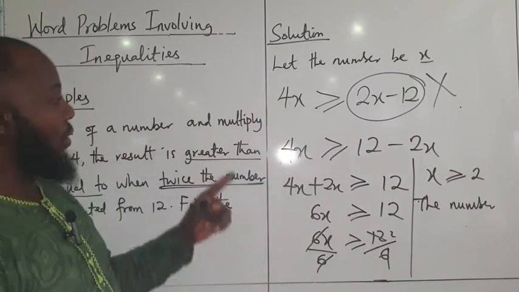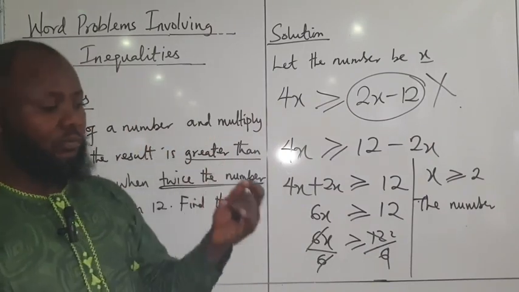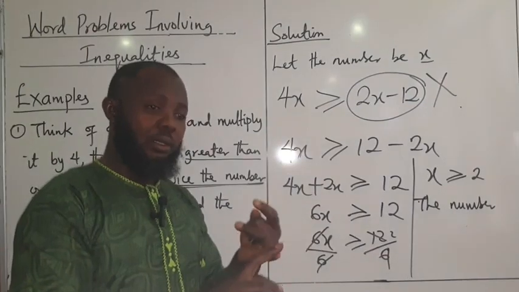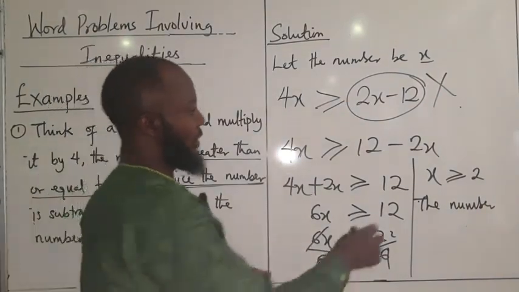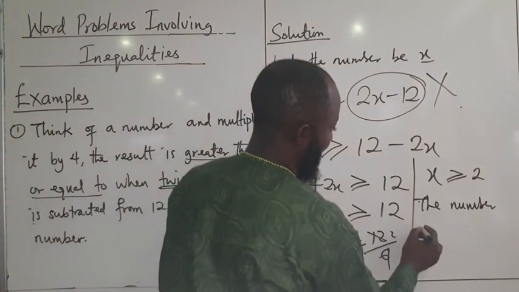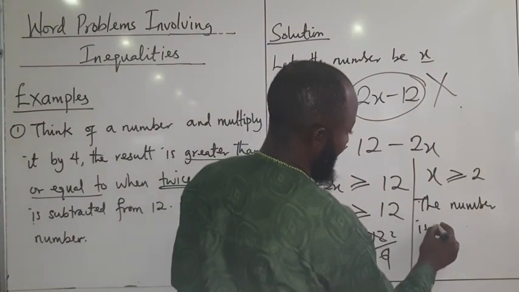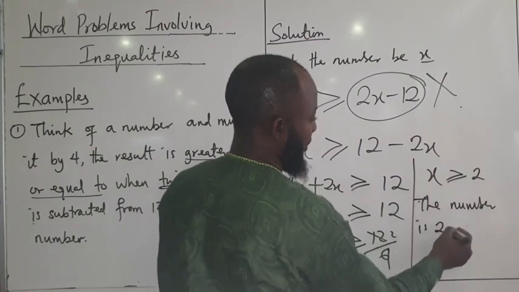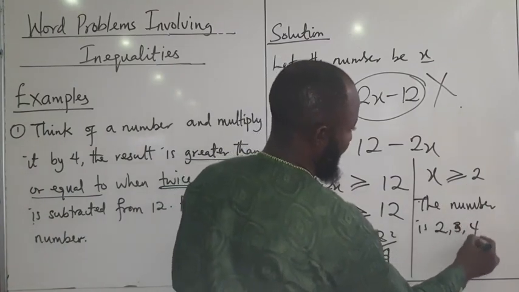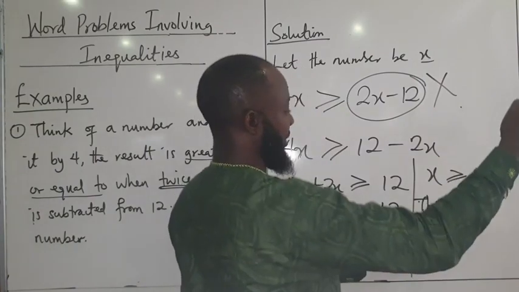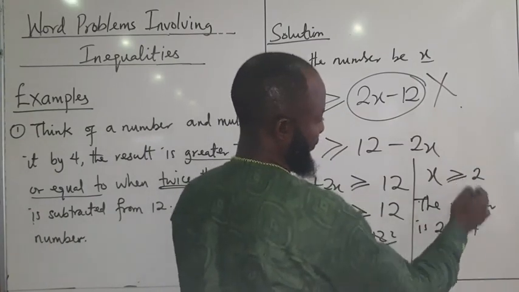I've told you before, when you are solving inequalities, sometimes you get a value or you get more than one value. Exactly. So in this case, the number is 2, and so 2, 3, 4. 2 and the number greater than what? 2. Are you with me?